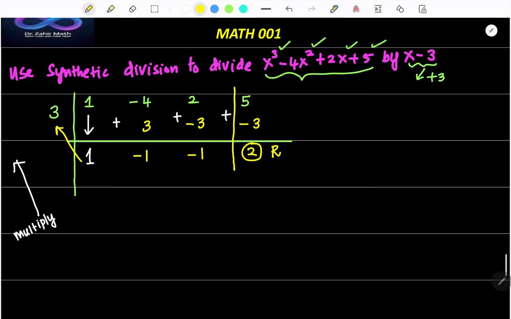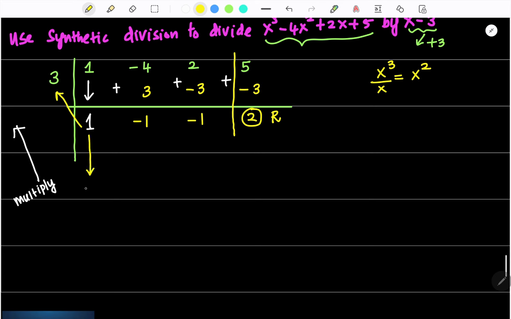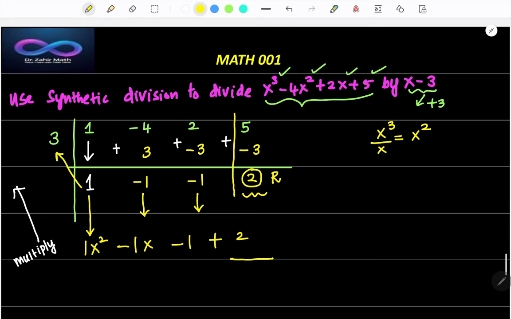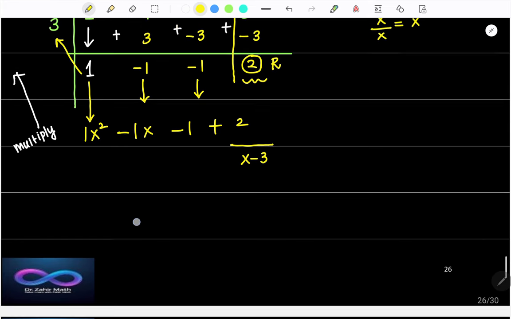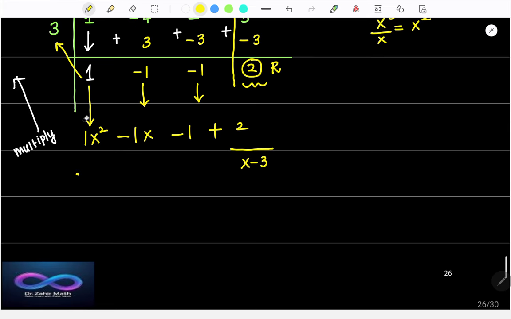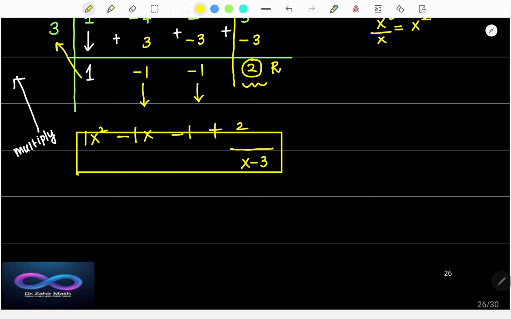Right. So we started with what? x cube. I divided by 1x. What is the output? Sorry. What is the answer? Which is x square. Right. So you start from here: 1x square and then minus 1x and then minus 1. Right. Plus take this Baki, divide by, put the divisor. This is called the divisor. Okay. x minus 3. Clear? So this is your answer. Clear all of you? Let me box it and then I put the arrow mark.